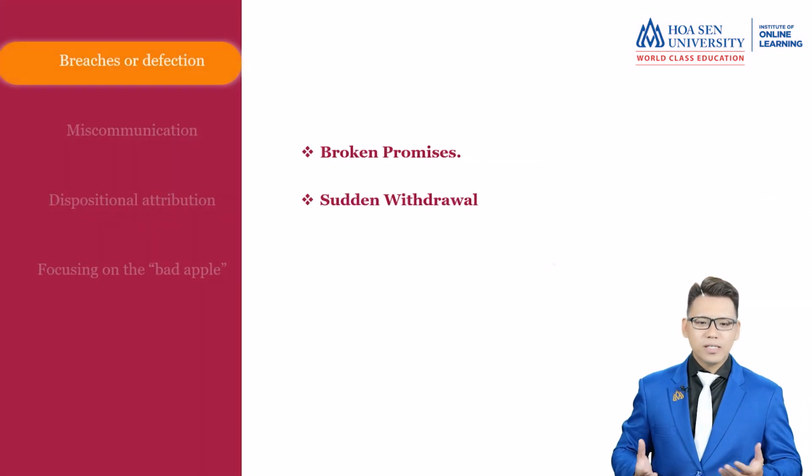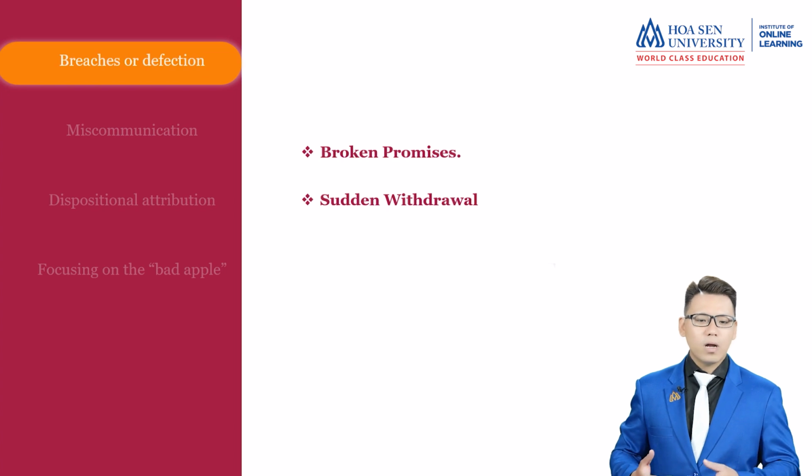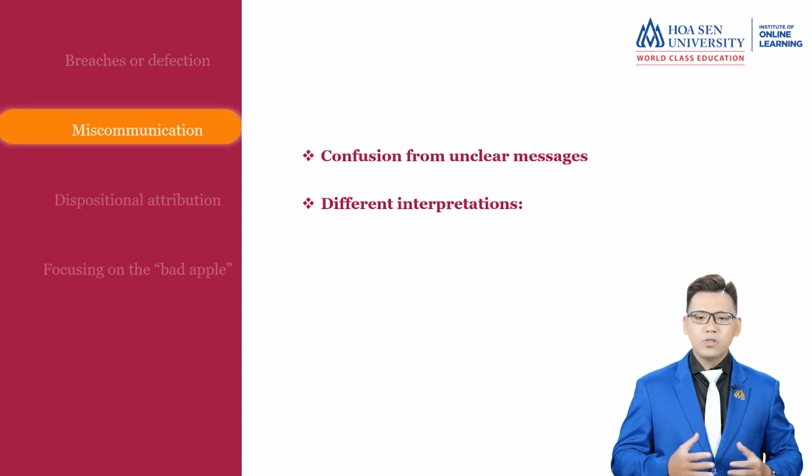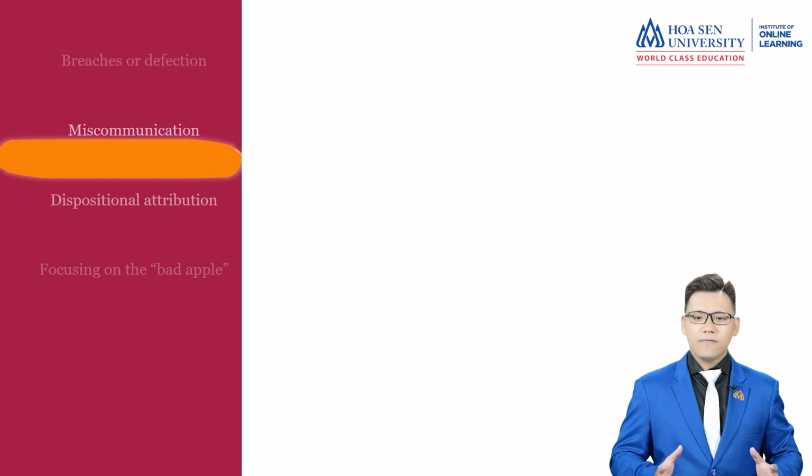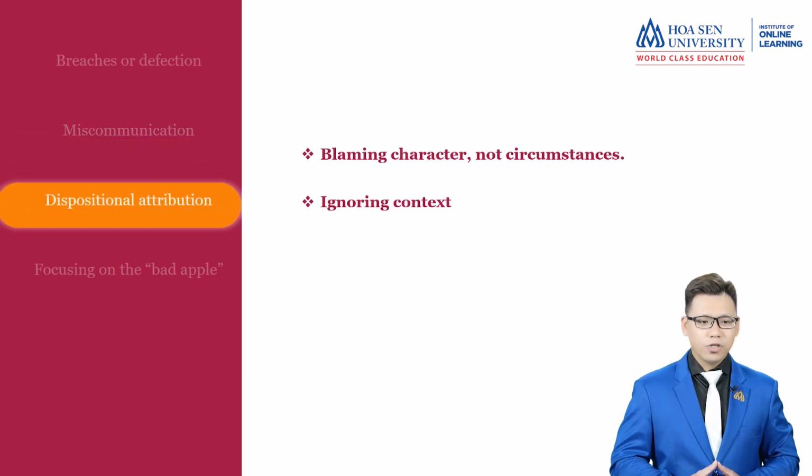Now, when someone doesn't keep their promises or suddenly leaves a deal, it breaks the trust. For example, if a business partner doesn't deliver what they promise, it's hard to trust them again. We call this breaches or defections. Now, let's move to the second one, miscommunication. When messages are unclear or misunderstood, it can cause problems. In a negotiation, if one person thinks an agreement was made, but the other doesn't, it can create mistrust.